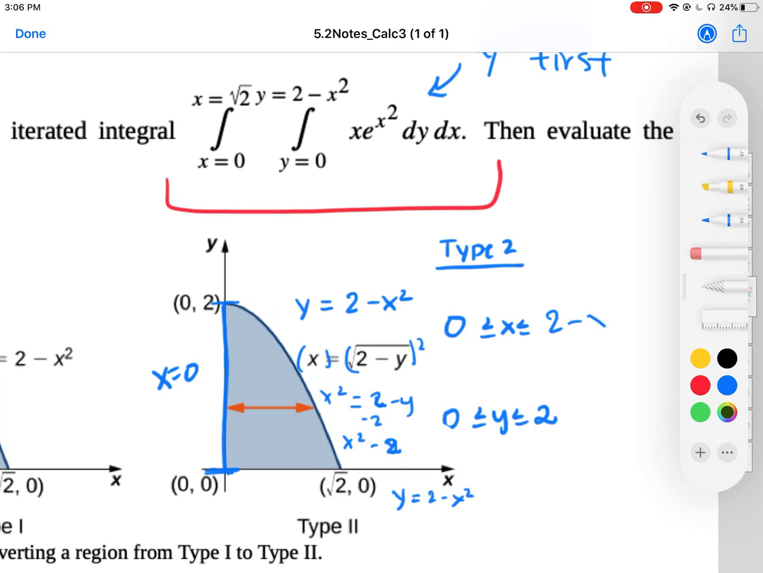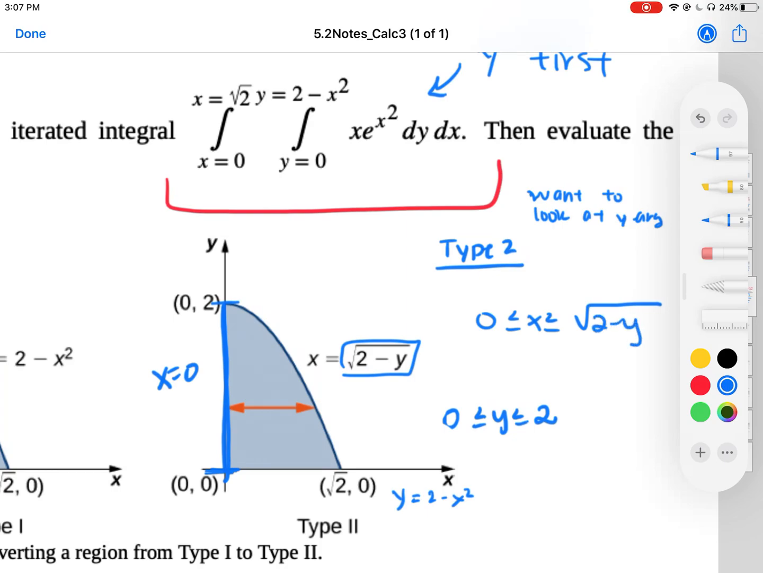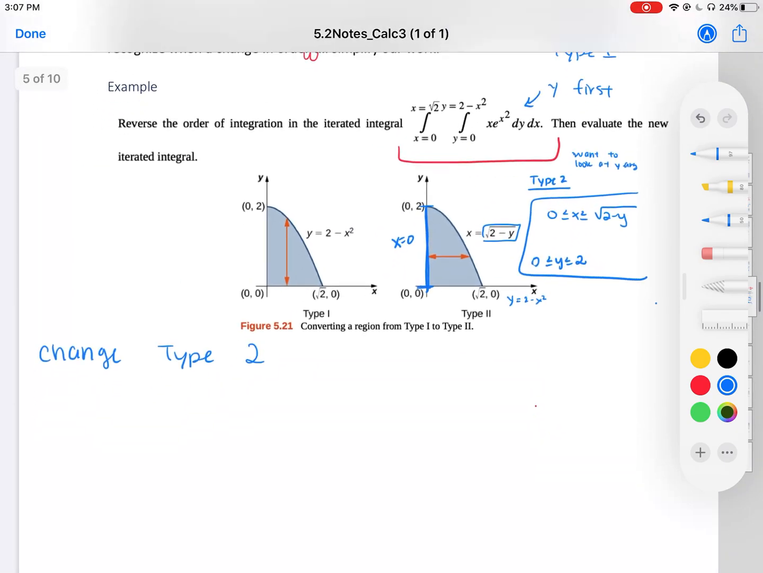Oh no, that one's right. Maybe I should write my notes. So we want to look at the y argument. So this is in terms of y. So we have our x. We have this line at x equals 0, and then x is equal to the square root of 2 minus y. There we go. All right, now we have set up for type 2.